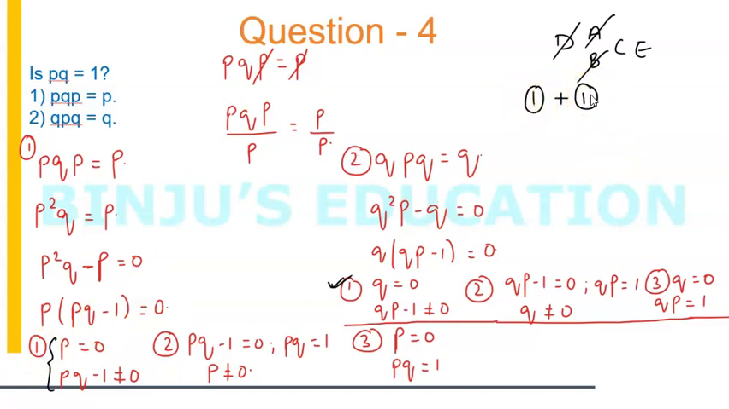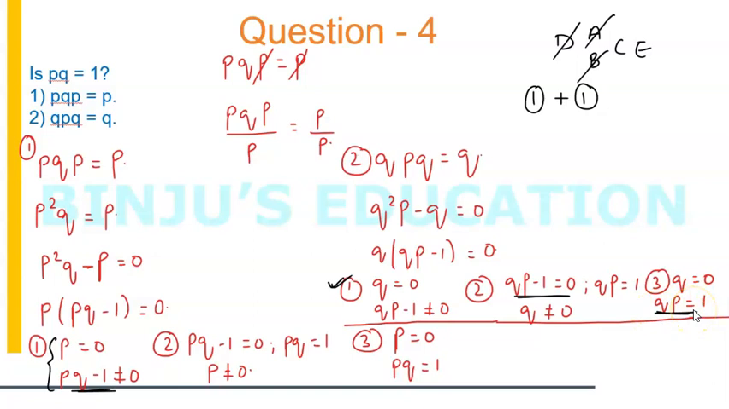P is 0, Q is 0 and PQ is definitely not equal to 1, because in that case the product will be 0. Okay. Can I combine 1 with 2? P is 0, PQ is not equal to 1, whereas it says QP is equal to 1. So 1 plus 2 will not be there, because here PQ is not equal to 1 and in this case PQ is equal to 1. So this will not go definitely. And similarly 1 and 3 will also not go, again for the same reason that PQ is not equal to 1 and here PQ is 1. So this will also not go.